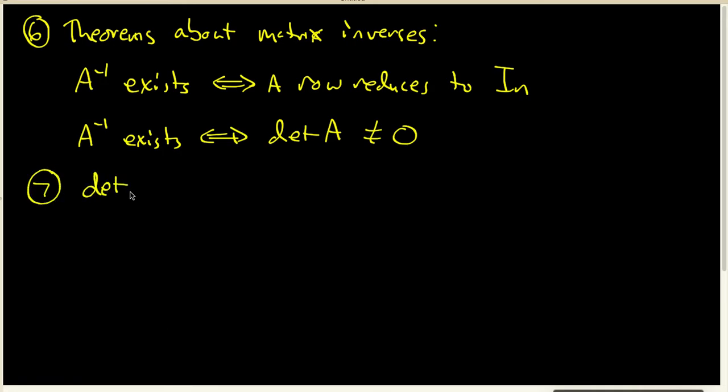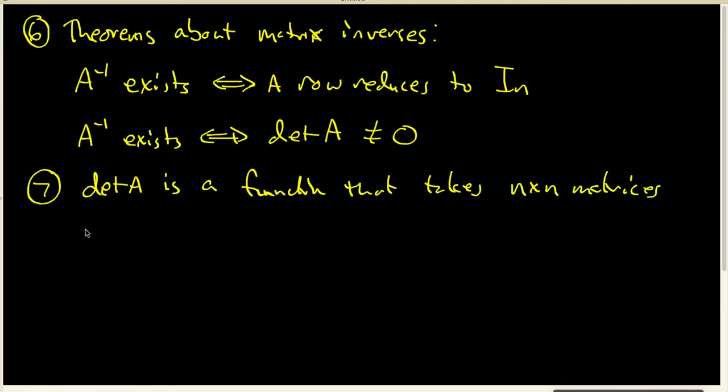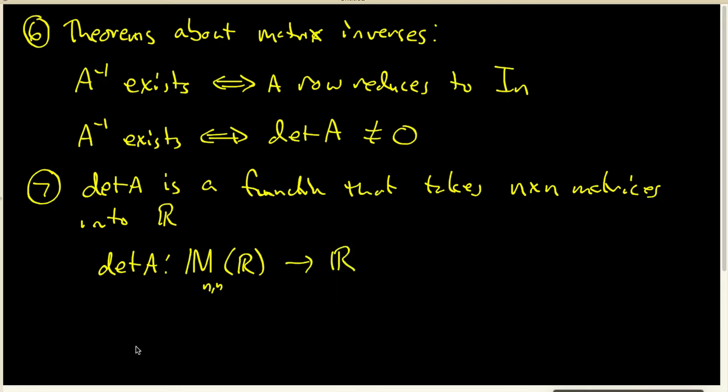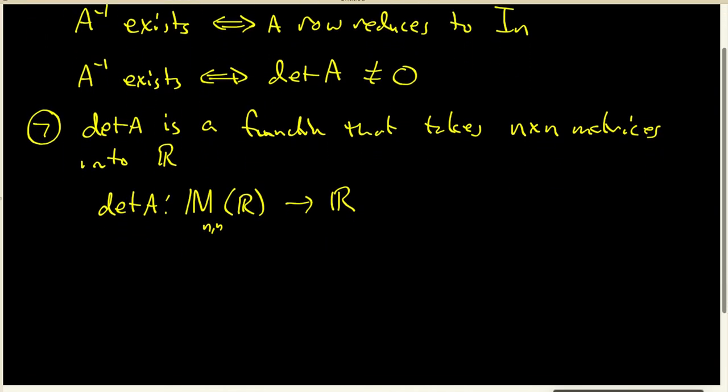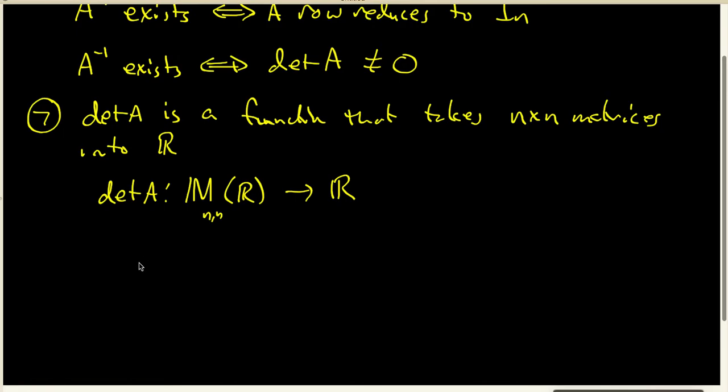the determinant of A is a function that takes n by n matrices into the real numbers. In other words, det A goes from the set of n by n matrices to the real numbers. And there are several important properties about the determinant. We're not going to get a whole lot involved in all of them.